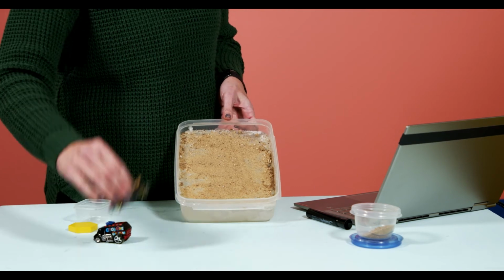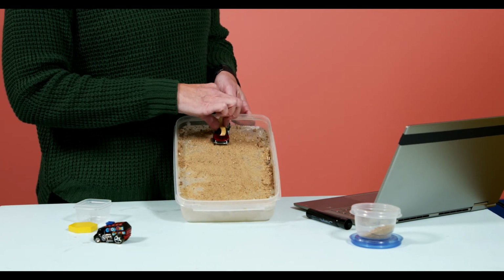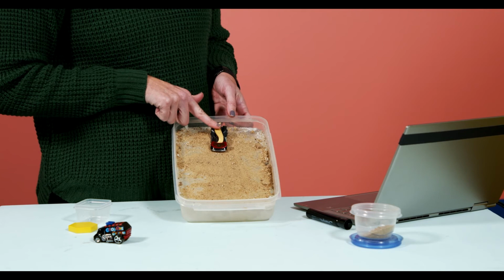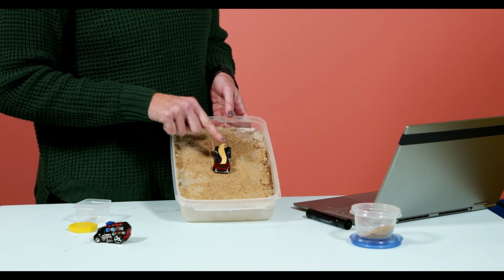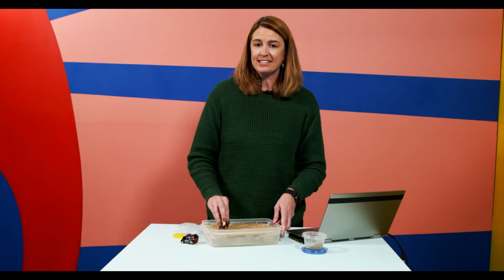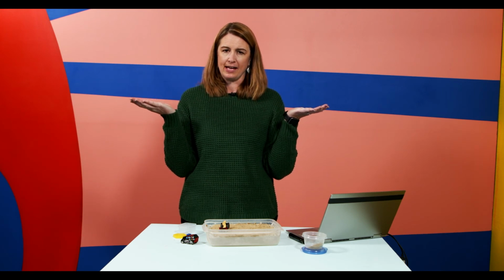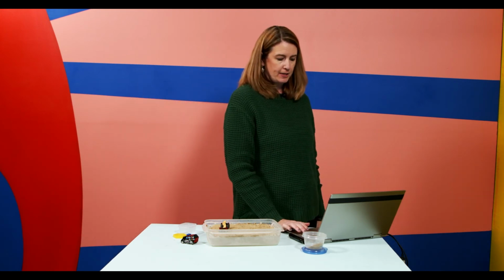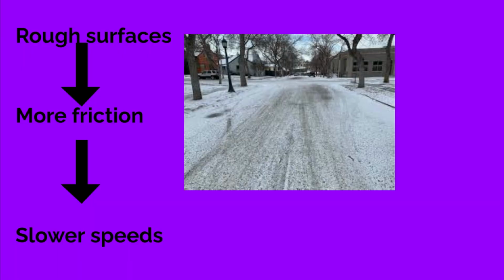Now I'm going to try my car that has the chains on the tires. Once again, it's stopping. The mixture of the chains on the tires and the sand on the ice is creating a lot of friction. What conclusion can you make for that? Let's look. So, rough surfaces create more friction and cause slower speeds.